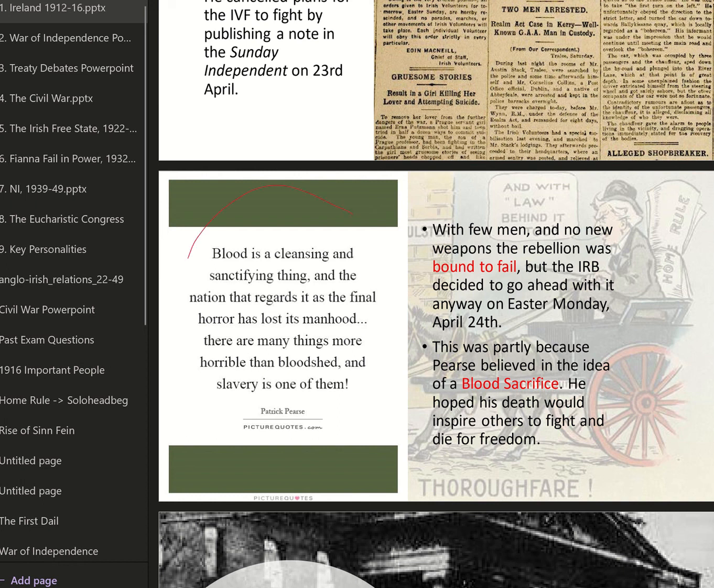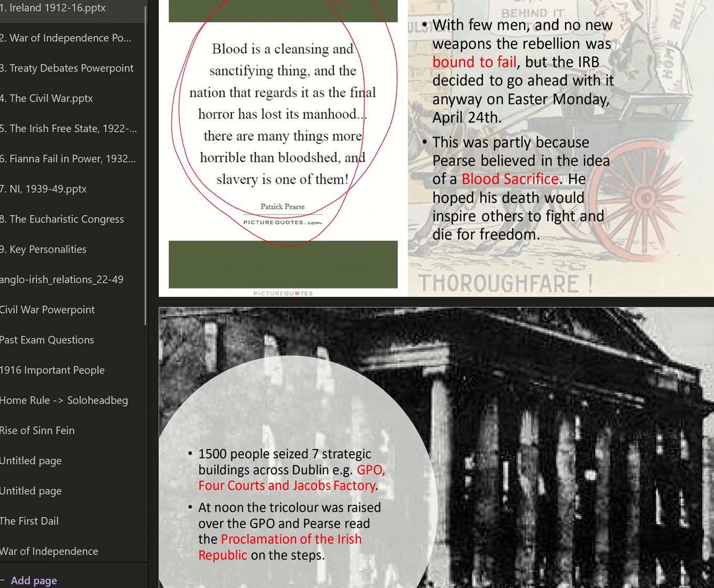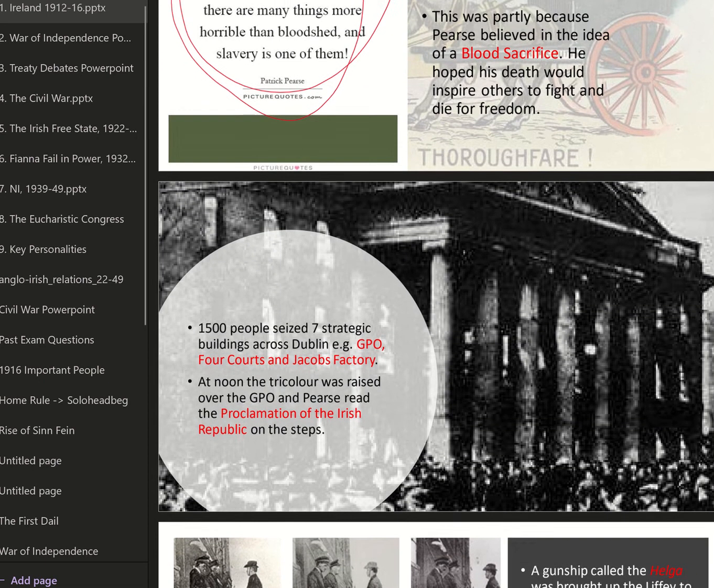And this kind of gives a good insight into Pádraig Pearse's mind. "Blood is a cleansing and sanctifying thing, and a nation that regards it as the final horror has lost its manhood. There are many things more horrible than bloodshed, and slavery is one of them." Very, very strong words, but saying basically it's better to die than to be a slave to Britain. And Pearse believed in this blood sacrifice. He hoped that his death would inspire others to fight and die for freedom.